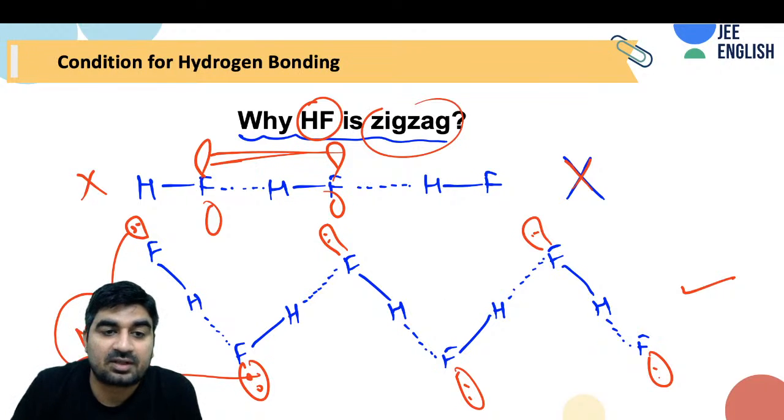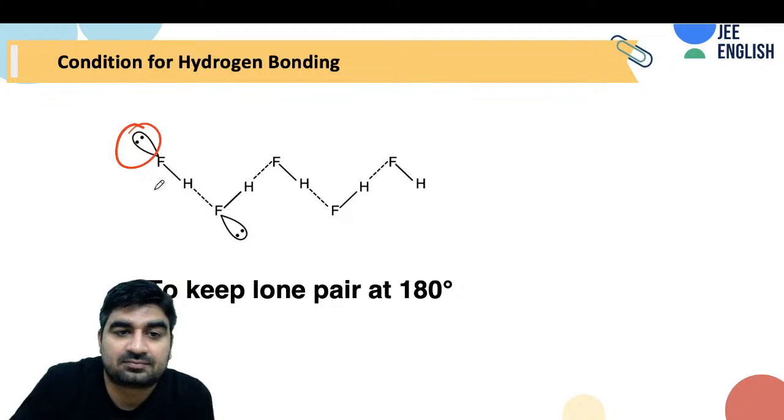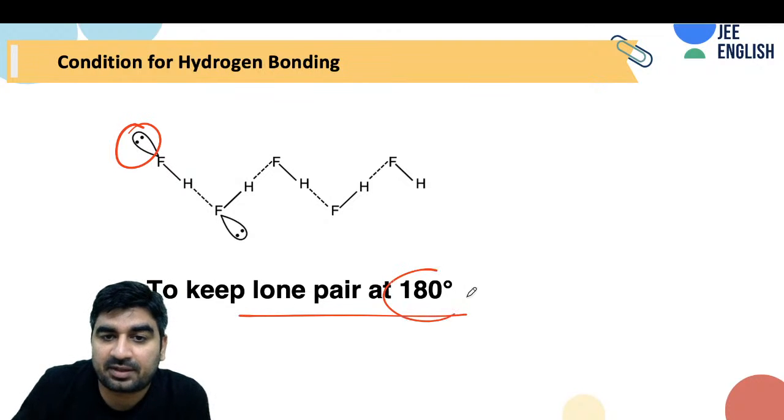So this will be the structure to keep the lone pair at 180 degrees.